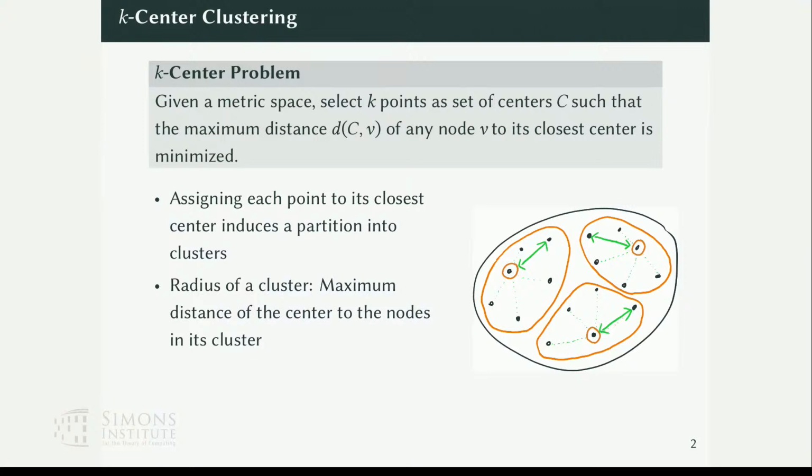Now there's a natural notion that these clusters have a radius: what's the furthest away point from the cluster center in that cluster, and that's the radius of the cluster. And in total, we want to minimize the maximum radius in our clustering. So this is the distance of any node to its closest center. That is what we want to minimize. As often, these problems are hard, and it's hard to approximate this within a factor of 2 minus epsilon. So the focus is usually on constant factor approximation.